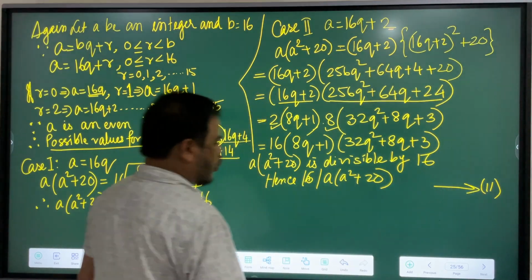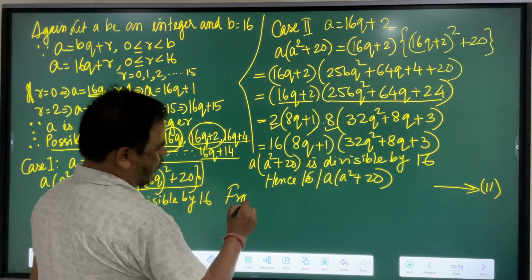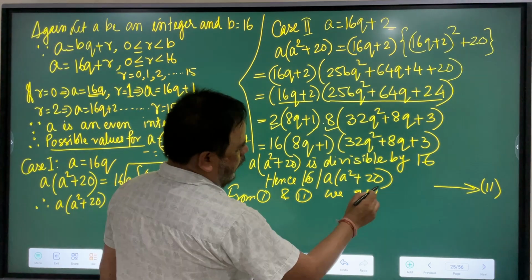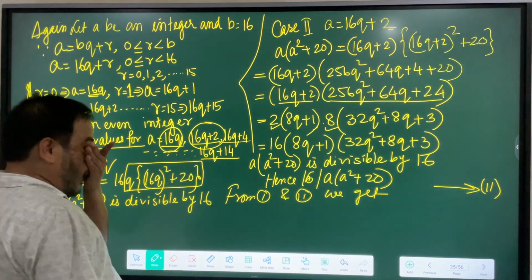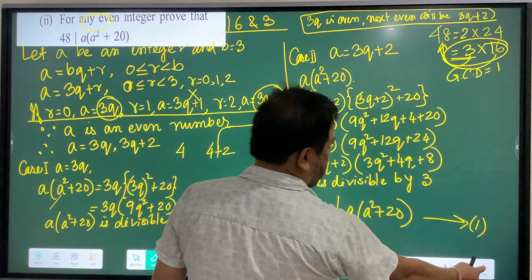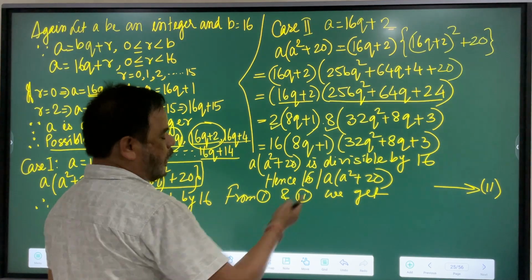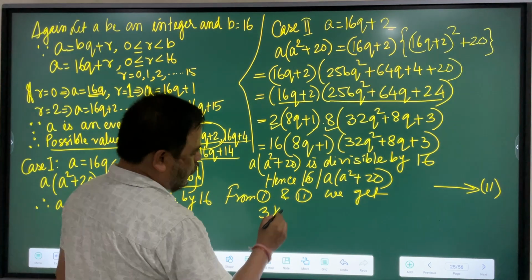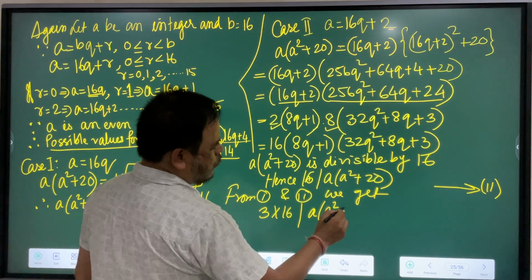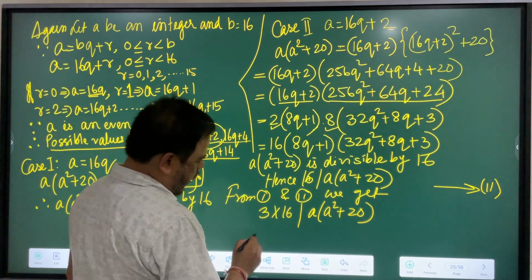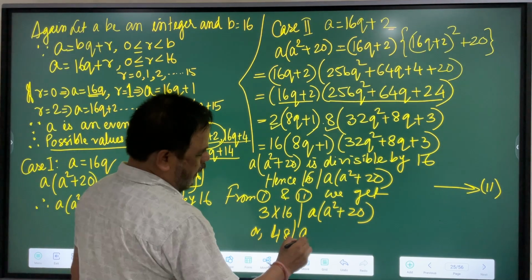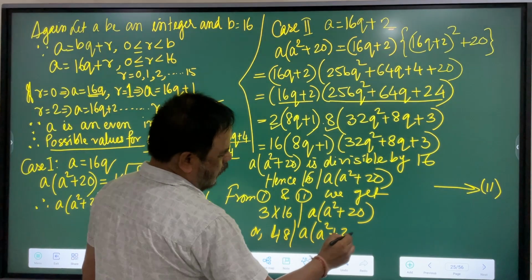This is number 2. So from 1 and 2 we get: in 1, what did you get? 3 divides it. In 2, 16 divides it. So 3 into 16 divides a(a² + 20), or 48 divides a(a² + 20).